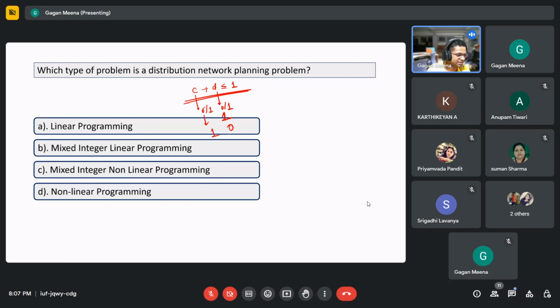Both cannot be 1 together. So this is a binary. These two are binary variables. Then, suppose we have a 33 bus system with 33 buses.